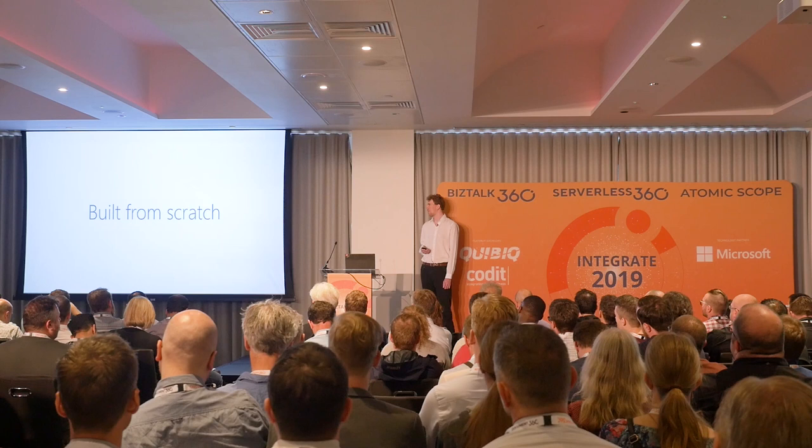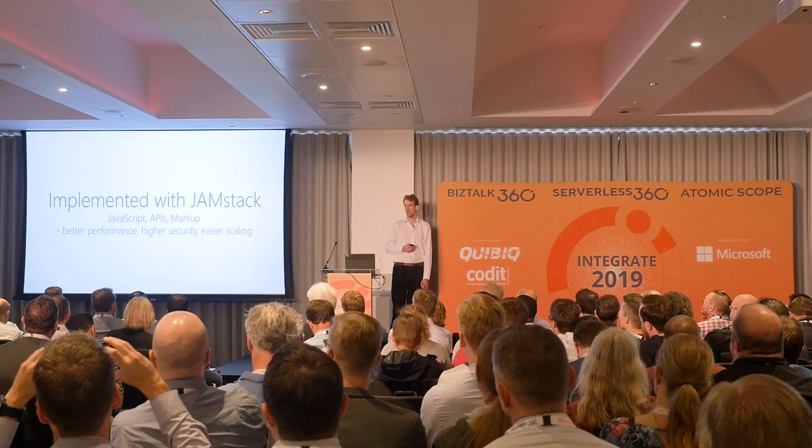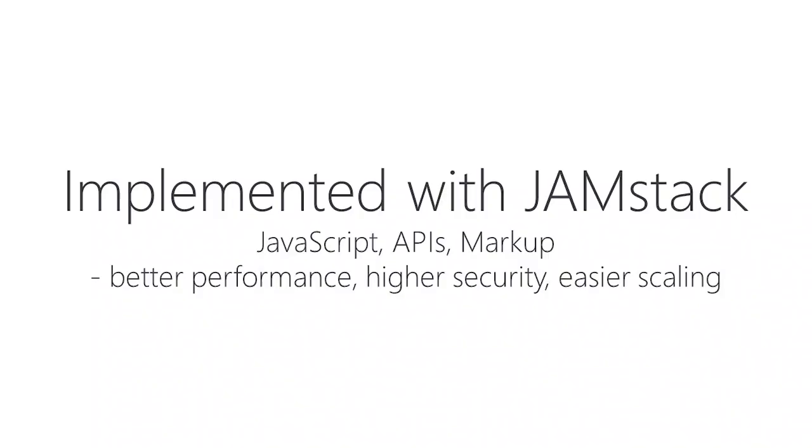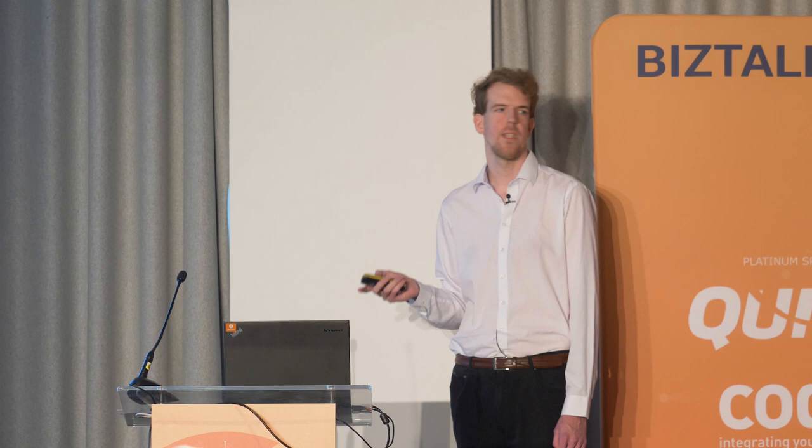First of all, the new developer portal is implemented with JAMstack technology. JAMstack stands for JavaScript, APIs, and markup. What it means in practice is that all the content is stored in markup documents, in our case JSON, which are then compiled using static site generator into HTML pages. Those HTML pages fetch any dynamic data through APIs using client-side JavaScript. The result is a portal that is more performant, more secure, and more scalable.